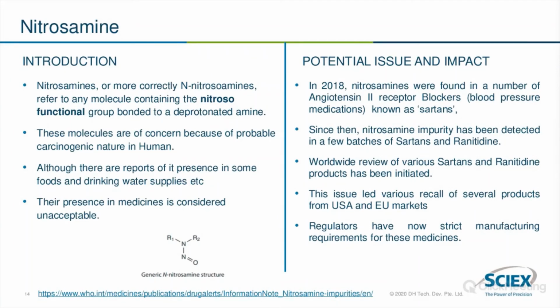The potential impact on the business: what you see initially is that it was found in blood pressure medication, called angiotensin II receptor blockers, ARB, a certain class of medicine like the sartans, various sartan products. It was detected there, and lately even ranitidine was reported, and there is a worldwide review for various sartans and ranitidine, which led to various recalls by the major pharma companies here in India and China. That's why all the companies are now setting a very strict procedure to control the formation of these nitrosamines if it is there in their process.